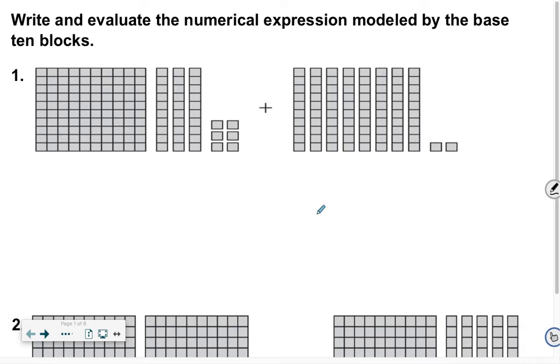Okay, while I'm writing that up here, I would like for you to figure out, using the 10 blocks here, what decimals or expression is being shown.